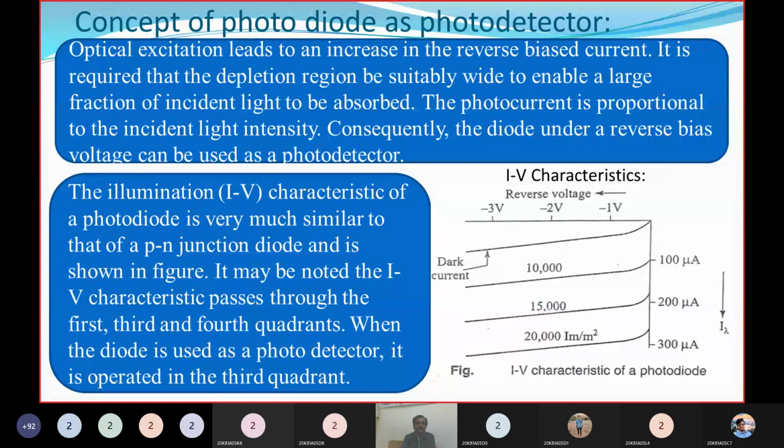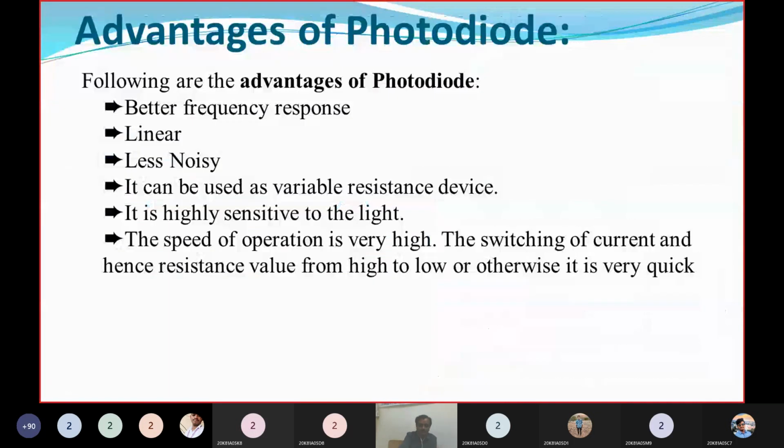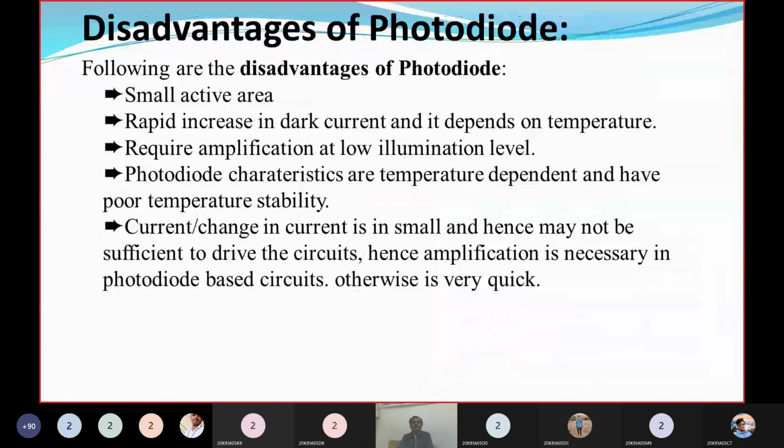So we get a little confused whether this current is due to the temperature or due to the photons. We don't know exactly. That's why we should always maintain a constant temperature, which is a little difficult process. This is one disadvantage here.